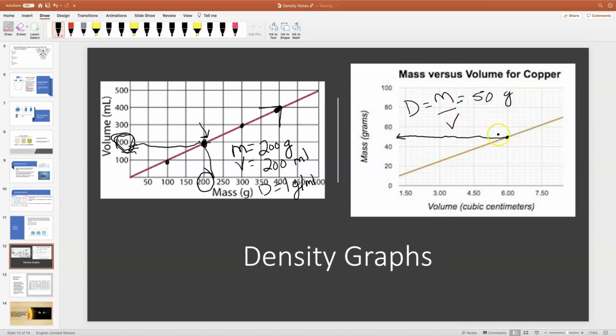And I'm going to go down to my volume from my original spot, and my volume equals 6 cubic centimeters, so 6 cubic centimeters, and then I would go straight to my calculator and divide. I happen to have a calculator in front of me, so I'm just going to go to that calculator function. You can pause your video here if you need to, but 50 divided by 6 is equal to 8.333 repeating, so 8.3, and that's grams per cubic centimeter. There you go. That's how you use density graphs.